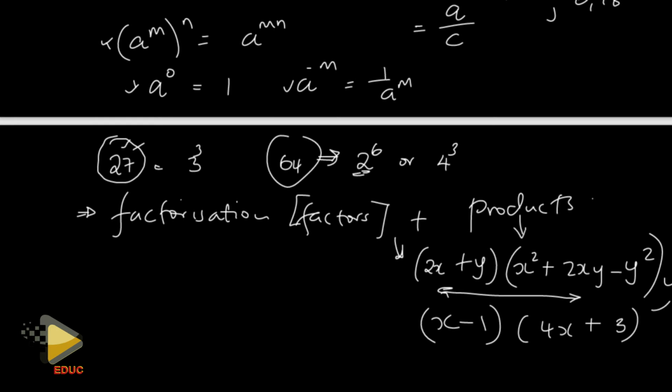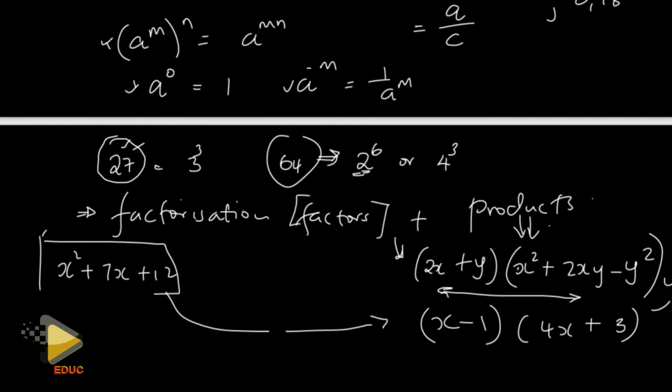So these are products. And then how we move from the normal expressions, let's say we have x squared plus 7x plus 12, for us to move from this format back to the format of the brackets, that is what we call factorization. And moving from the factors to this format, that's what we call the products.